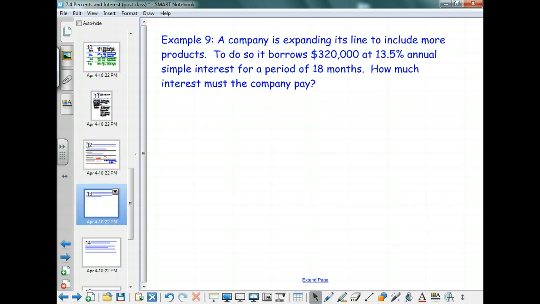You need to be familiar with what they're talking about. So let's take a look at an example. All right, a company is expanding its line to include more products. To do so, it borrows $320,000 at 13.5% annual simple interest for a period of 18 months. How much interest must the company pay?